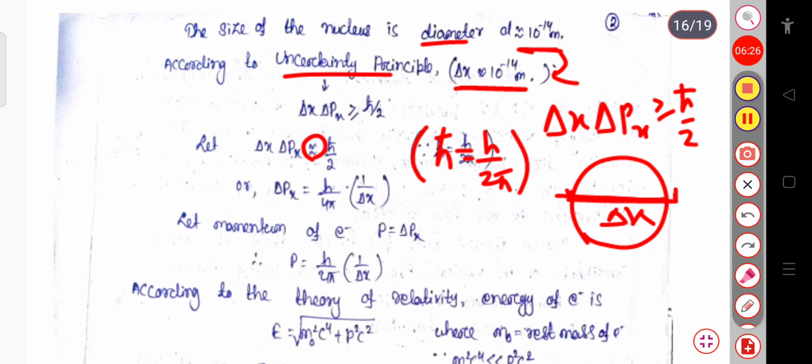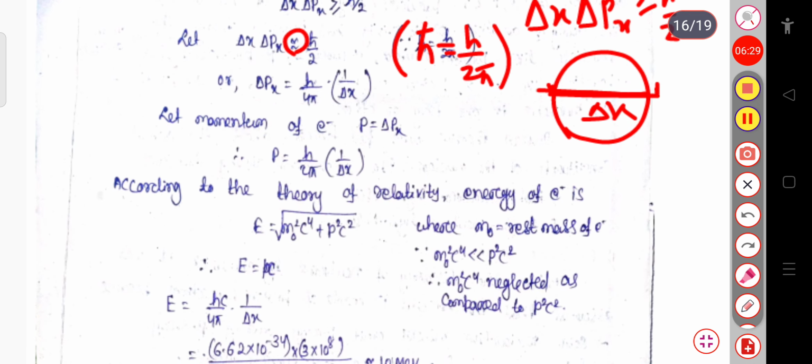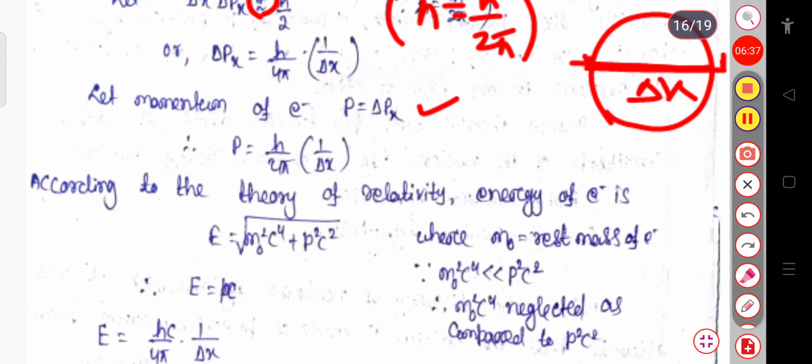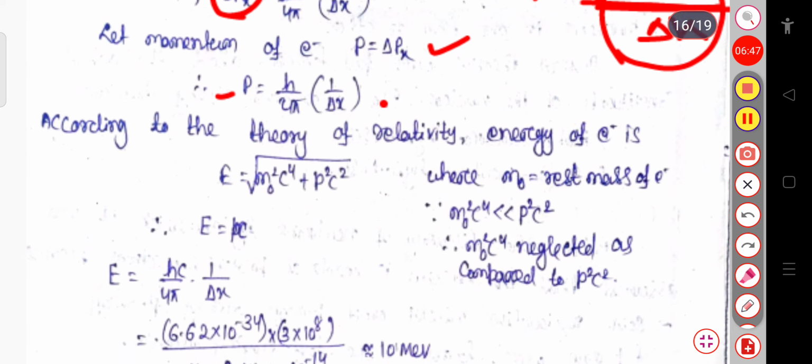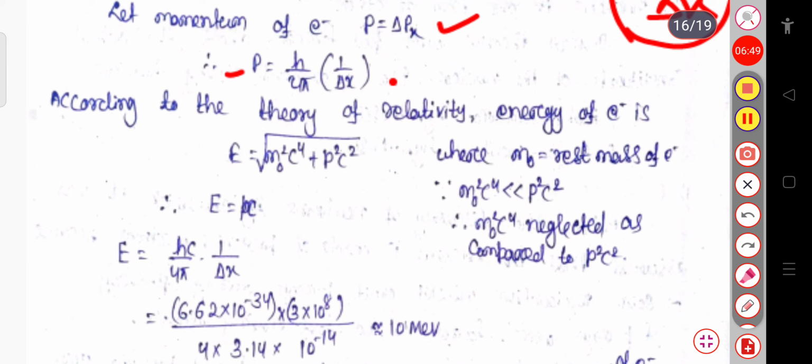Okay, so now if I consider the linear momentum of the electron is p, then we can consider p equal to delta px. Again, in place of delta px, if I write p, then that will be equal to h by 4 pi into 1 by delta x. Now according to the theory of relativity, the energy of the electron should be equal to the square root of m naught square c power 4 plus p square c square, where c is the velocity of light, m naught is the rest mass of the electron and p denotes the linear momentum.